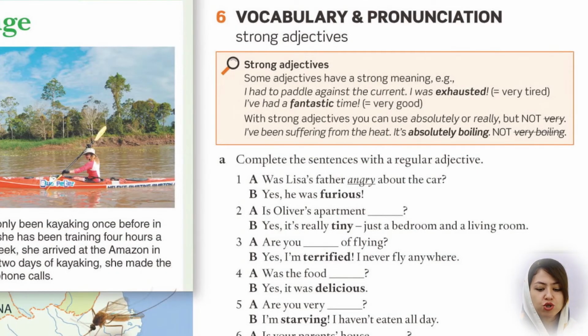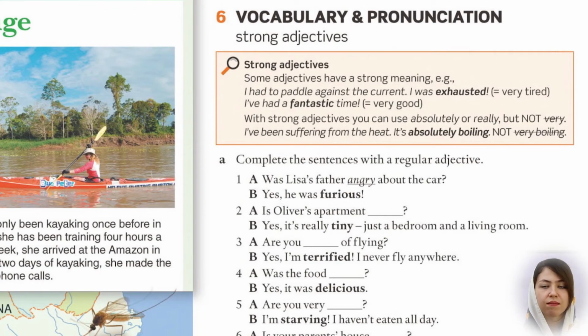Let's turn to the vocabulary section. You're going to get to know strong adjectives. Strong adjectives are non-gradable adjectives. So, what's the meaning of them? Strong adjectives, or non-gradable adjectives, are the adjectives which hold the word very inside them, okay? They already have very in their meaning.